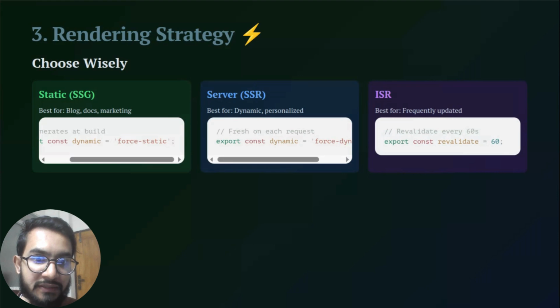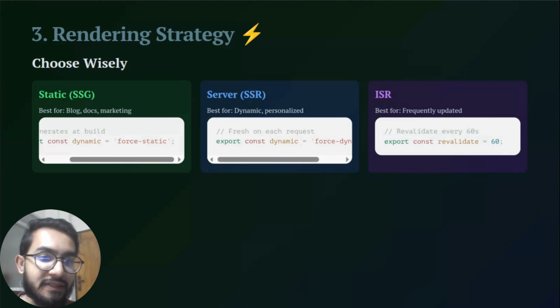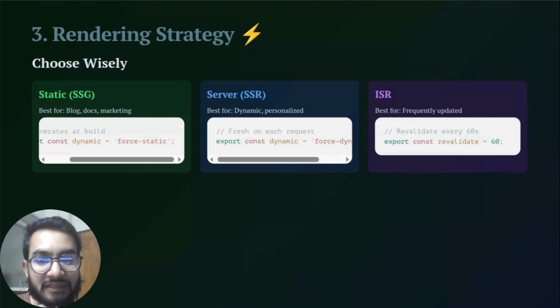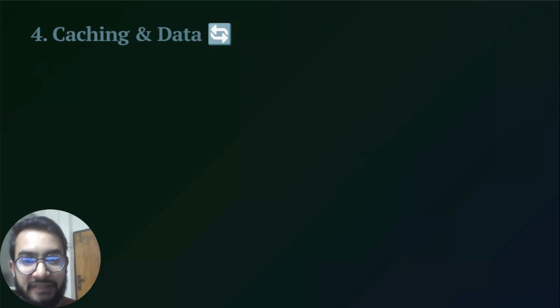Well, and the third one is best for frequently updated content. I mean, sometimes you need caching. You need to cache the page, but you need to revalidate the page every 60 seconds. If the data is frequently updated, then you can go for it. So the rule would be: static by default, and dynamic only when it's necessary.